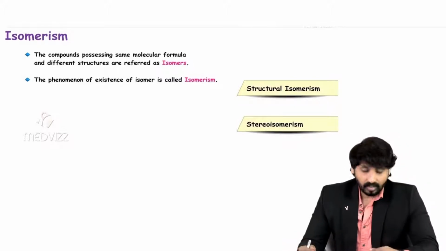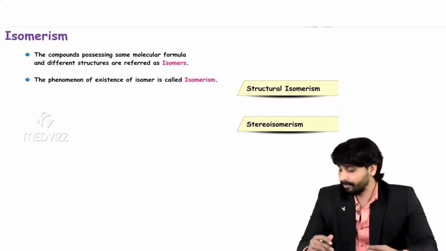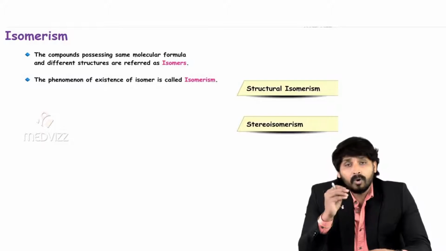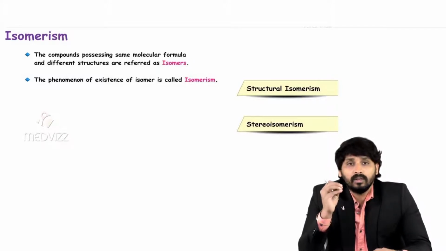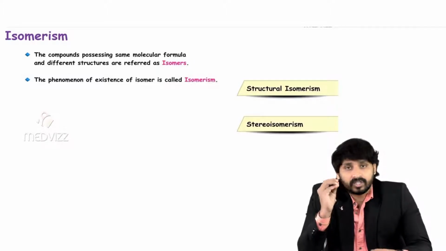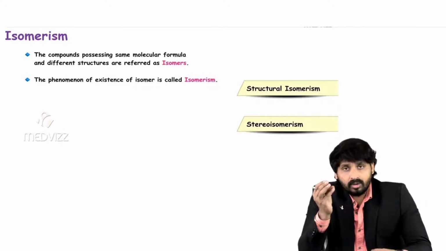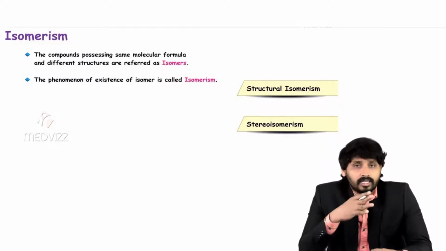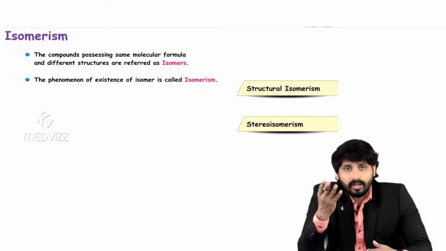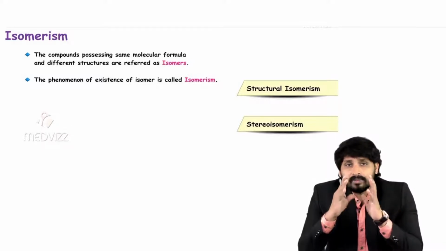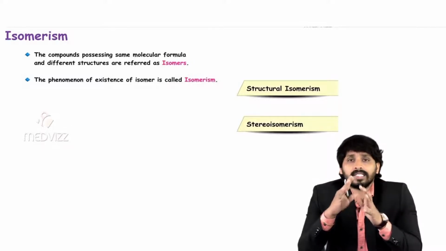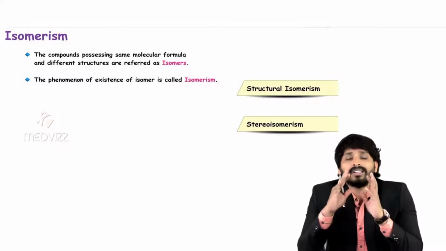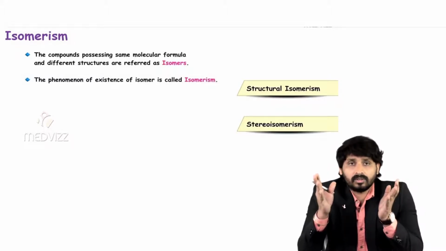Isomerism is nothing but the compounds which have the same molecular formula but different structures. Those substances are called isomers, and the existence of such isomers is known as isomerism. That means isomerism is nothing but compounds having the same molecular formula but different structures.